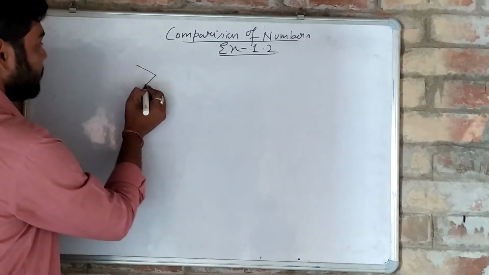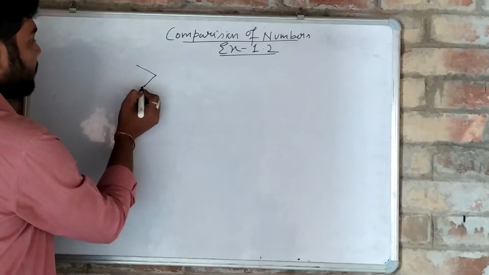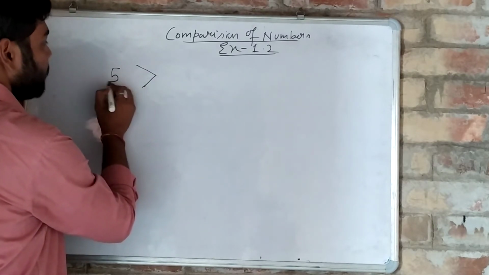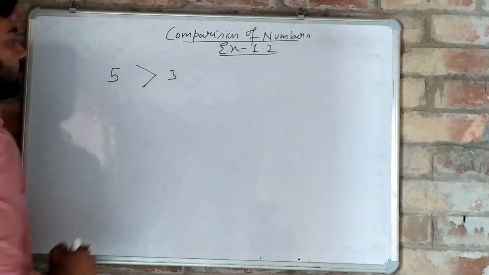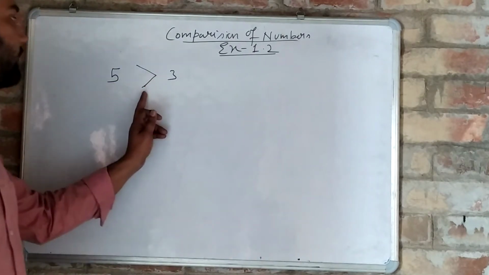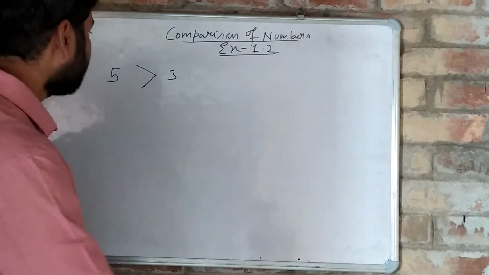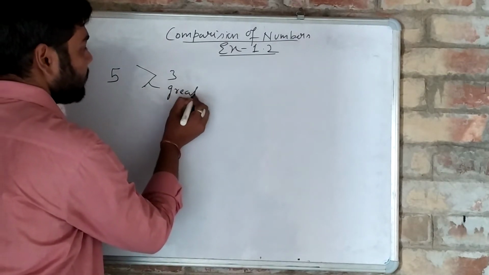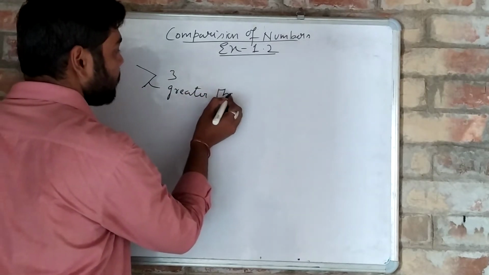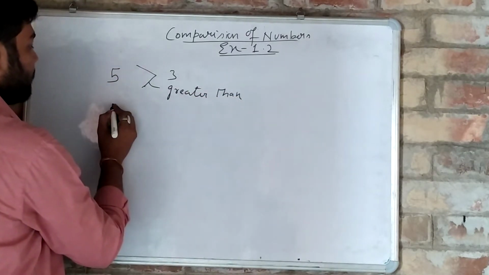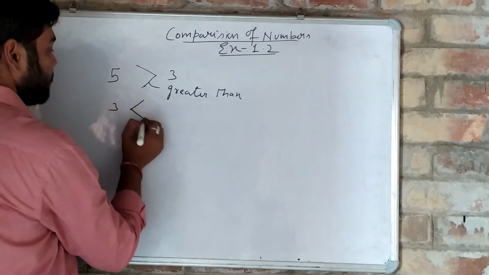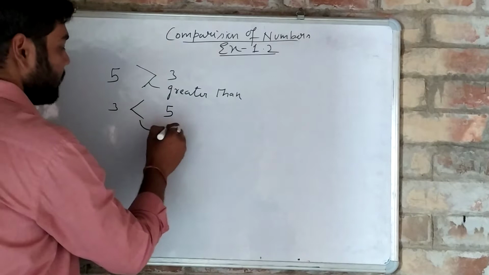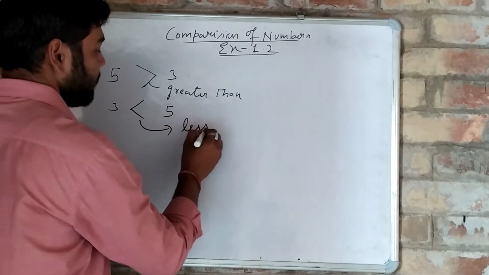What is this? If it is written 5 and then 3, what does that mean? 5 is greater than 3. So this symbol here means greater than. And if it is written 3 less than 5, here it means less than.